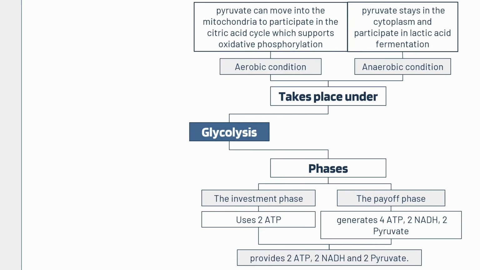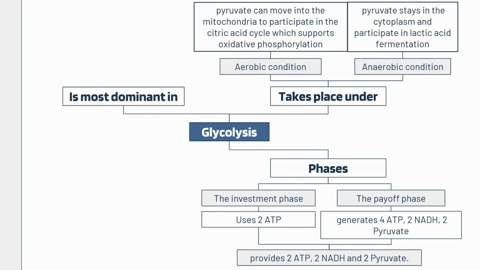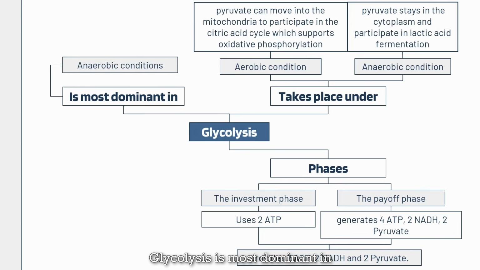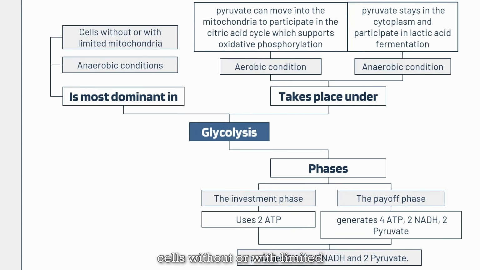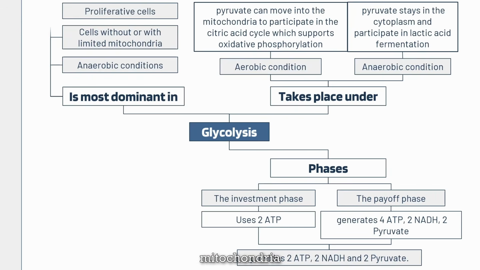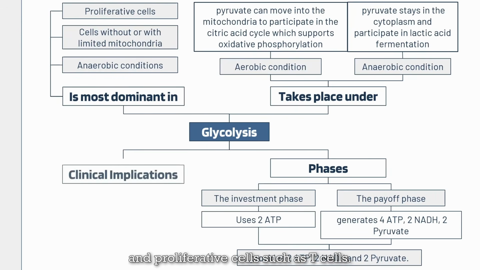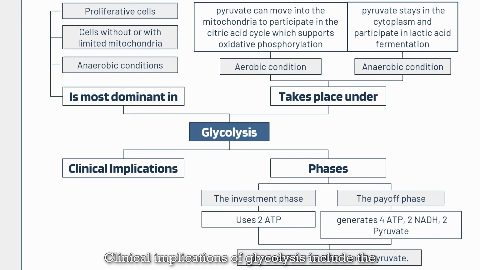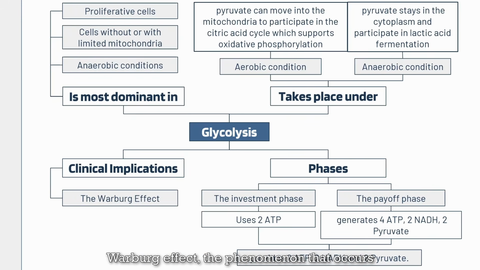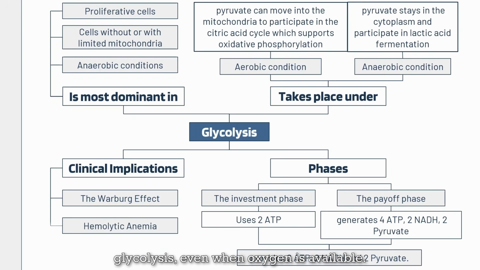Glycolysis is most dominant in anaerobic conditions, cells without or with limited mitochondria, and proliferative cells such as T cells. Clinical implications of glycolysis include the Warburg effect, the phenomenon that occurs when cancer cells display large amounts of glycolysis even when oxygen is available.